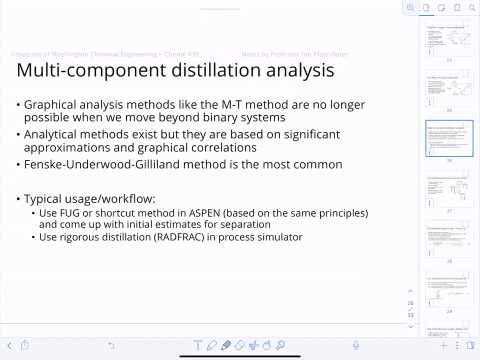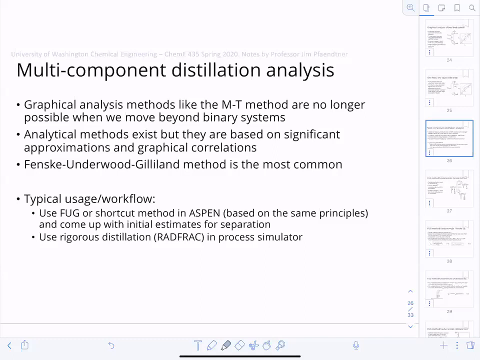All right, so with the remaining 10, 15 minutes, we'll conclude talking about distillation and switch gears here. What we're going to talk about is multi-component distillation analysis. So beyond two components, because that's out in the real world, the vast majority of distillation columns have more than two components. But we don't spend a ton of time on them in class because once you can do graphical and computer analysis of binary problems and you understand the principles, all those principles carry forward.